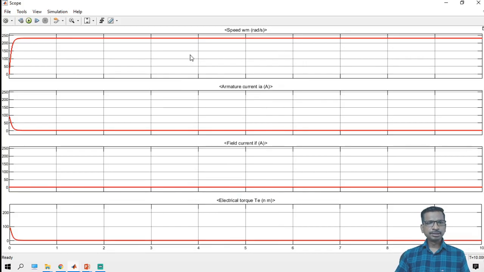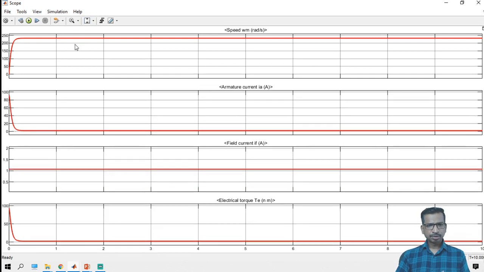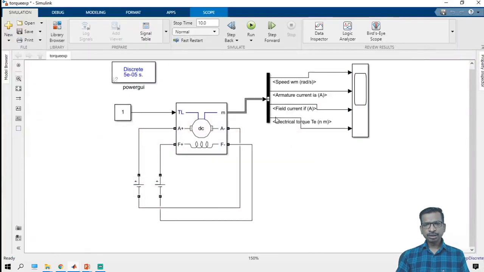So now this is the speed we are getting from the motor. It's like a no load speed, and similarly this is the armature current. Initially it took a huge value, and after that it settled at some value. And similarly there is a field current and then electrical torque. So this is called electromagnetic torque, which is produced by the motor, and this parameter is inside the motor. So now let us load the value.